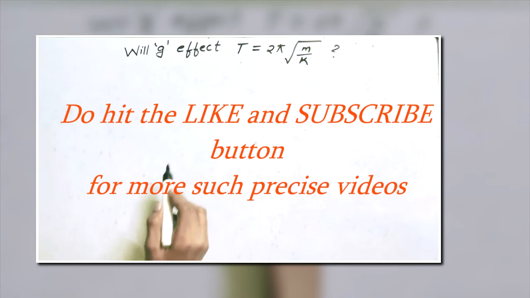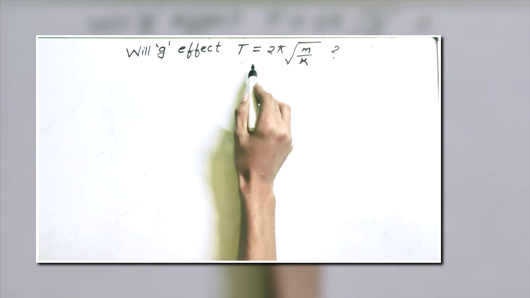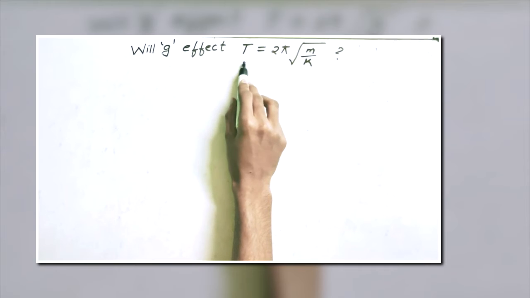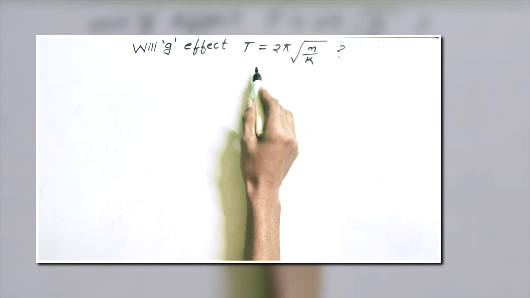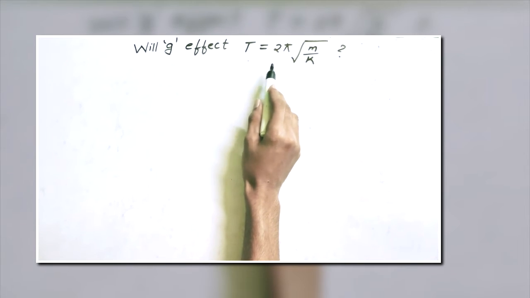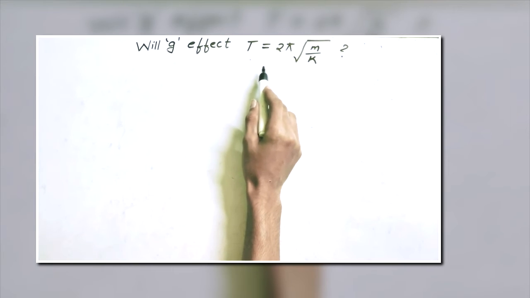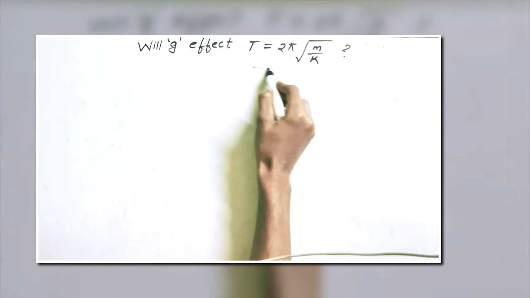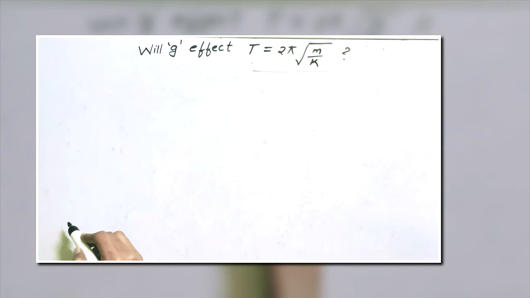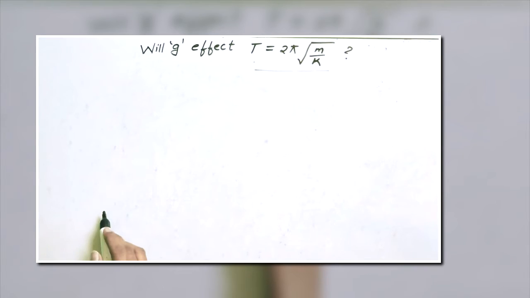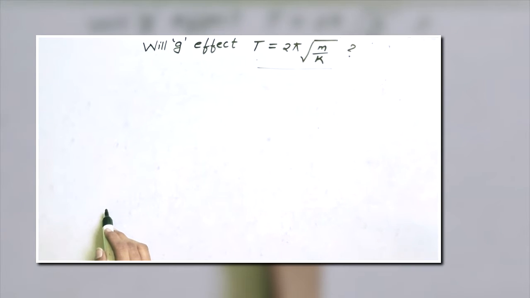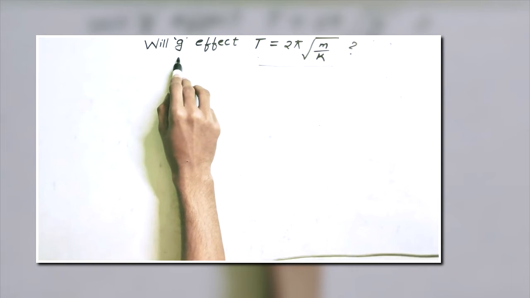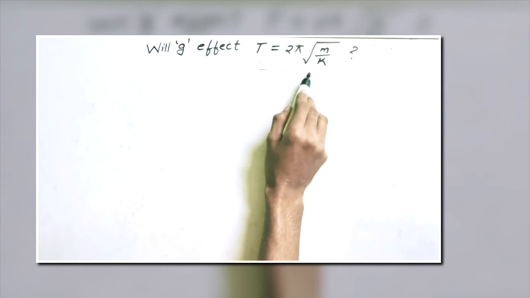So in the previous video we were talking about finding the time period of a simple harmonic motion executed by a normal spring block system, which came out to be T is equal to 2 pi under root of m by k. So now in this clip we are going to talk about whether g will affect this time period or not.